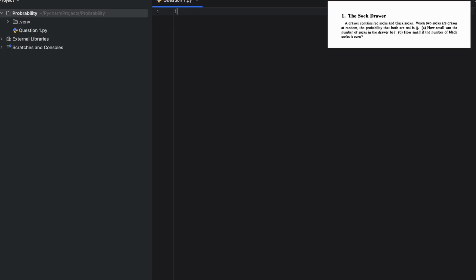First thing we would do is import the math library. What I want to do is define a helper function called the probability of 2 red, and it's going to take in our r and b. What this function is going to do is return what the probability is when we draw 2 red socks. And then we want to check if it holds. So this function essentially just checks if our function above, the probability of 2 red, equals 1/2.